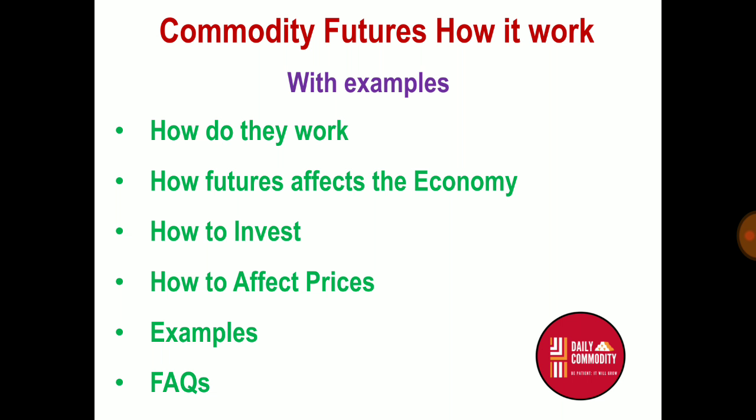The exchanges make the contracts way easier to buy and sell, and it also makes them fungible, which means they are interchangeable, but they must be the same commodity, quantity, and quality. They must also be the same in delivery month and location.